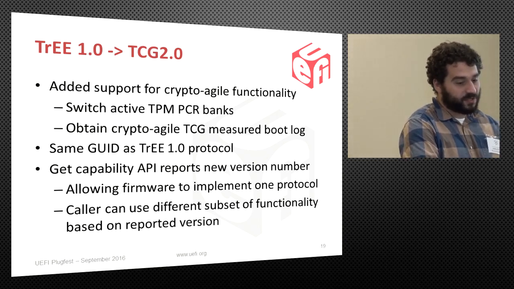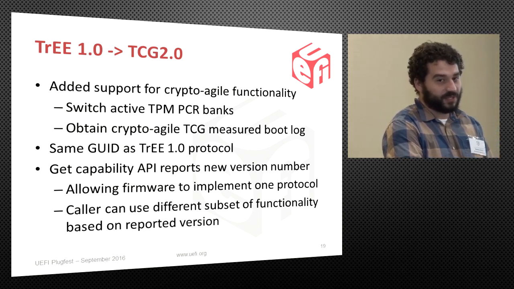The biggest new feature is the support for crypto agile functionality. So it'll allow you to have systems where you can choose to have SHA-1 banks for legacy systems and SHA-256 PCR banks for new Windows 10 systems.